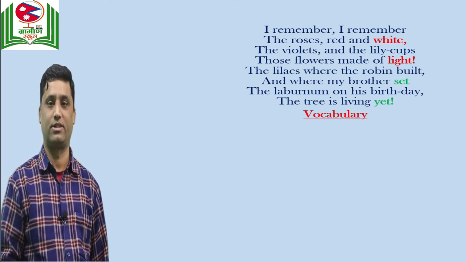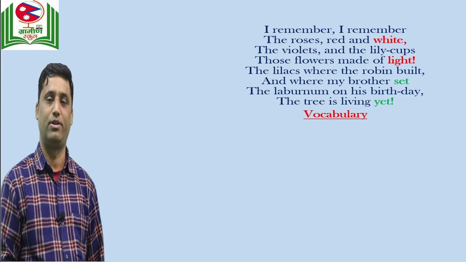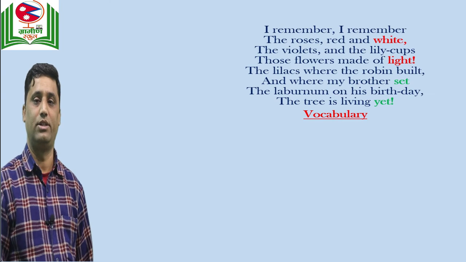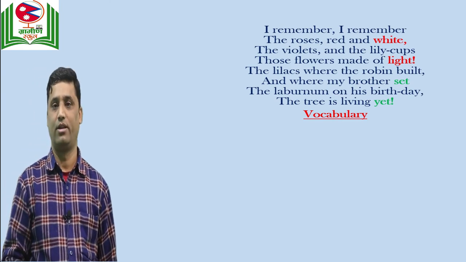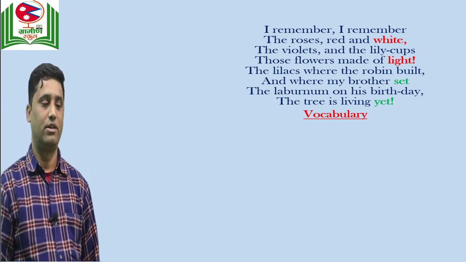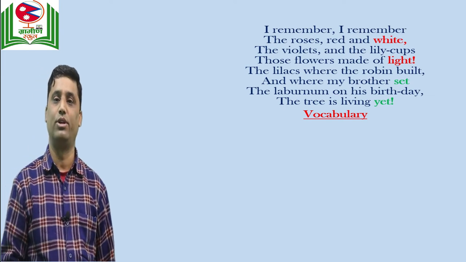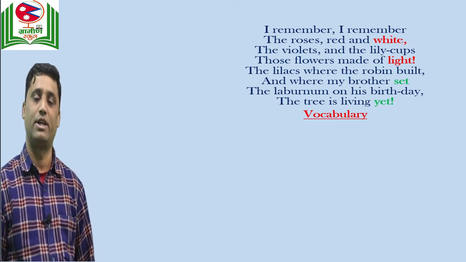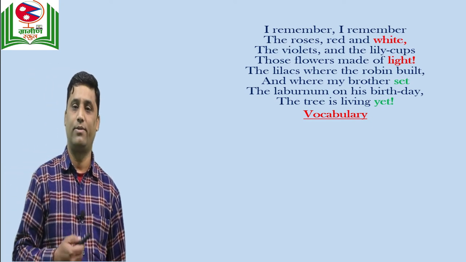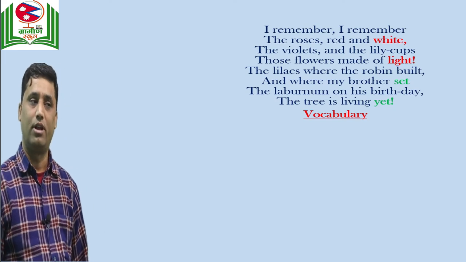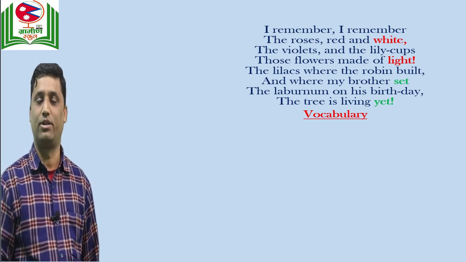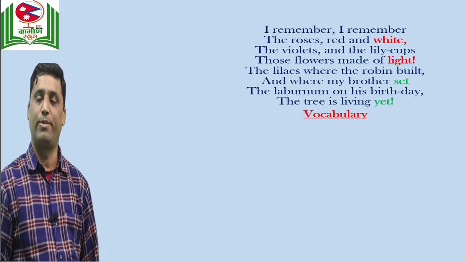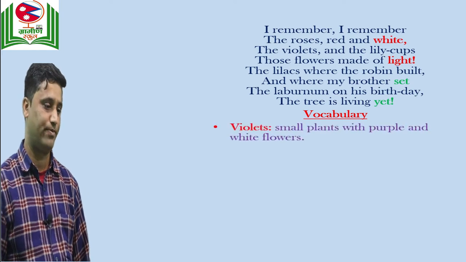He remembers these days, the flowers, the laburnum, the birthday, brother's birthday. Still, the laburnum he set on the birthday is still living. The poet here means to say that this is still living, but I am growing older. So he remembers very, very happy days at that very time. He compares that very happy childhood days with the life he has got now. He is not so much satisfied with the life that he is living now. Okay, so he compares his childhood days and the days now.